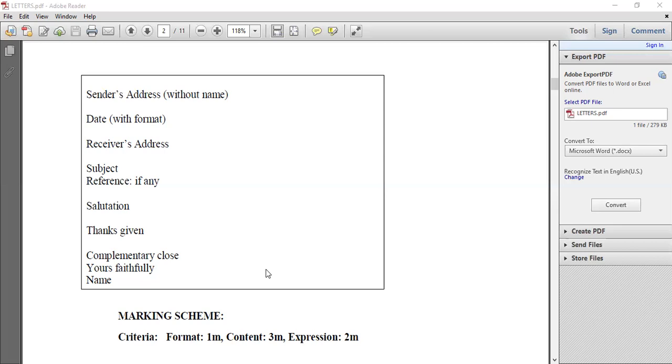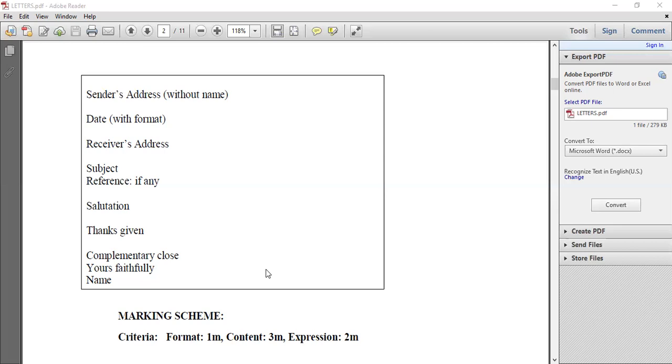After completing your letter writing, you can give thanksgiving. It is also one of the parts of the complimentary clause. So you have to say thank you. If you wish, you can write "Thanking you", but in the modern format, we simply say "Thank you" instead of "Thanking you". And then the complimentary clause, that means "Yours faithfully".